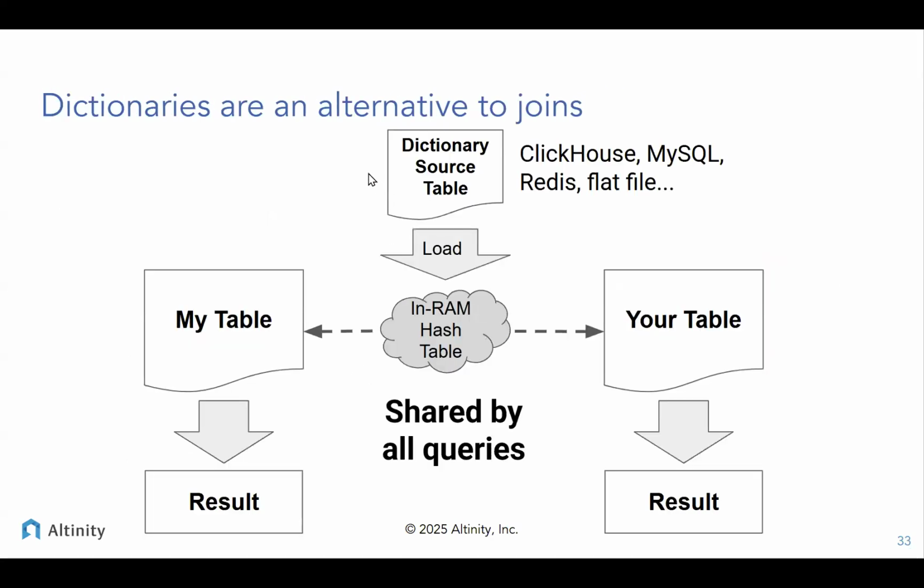So the idea here is that you load the dictionary in a separate query, and then you basically have your in-RAM hash table, and now it can be shared by anybody who needs to join on that table.